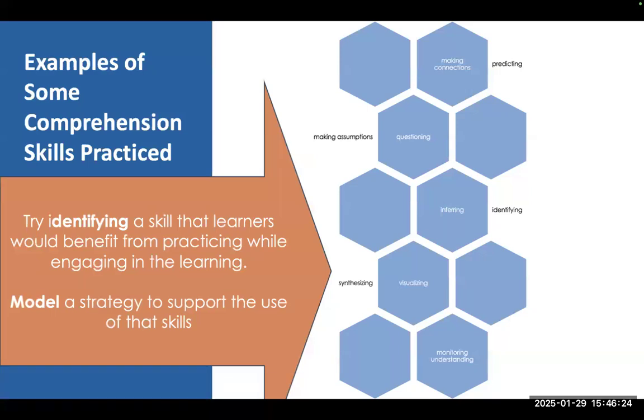Some examples of comprehension skills practiced at this stage in learning might be that they're making connections, they're predicting, they're making assumptions, they're starting to question, make inferences, starting to identify particular things, synthesize information, visualize, monitor understanding. We're going to try to identify one of those particular skills or two that learners would benefit from practicing while engaging in this part of the learning. And then as we have that in mind, we want to think about a strategy that might be helpful for learners as they are diving into that learning, and then start by modeling how to use that strategy.